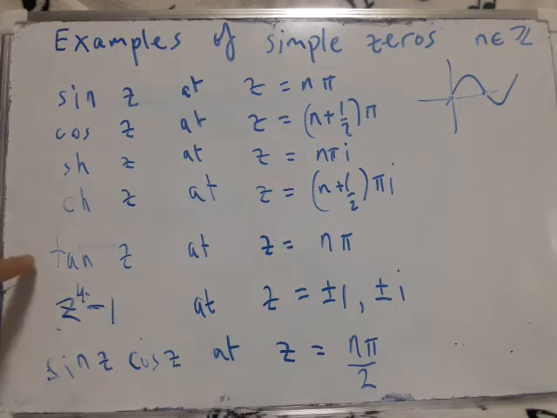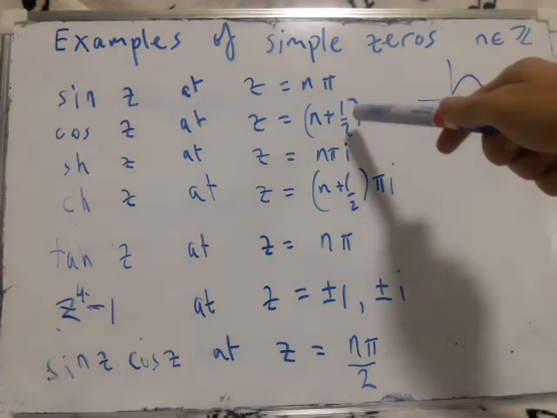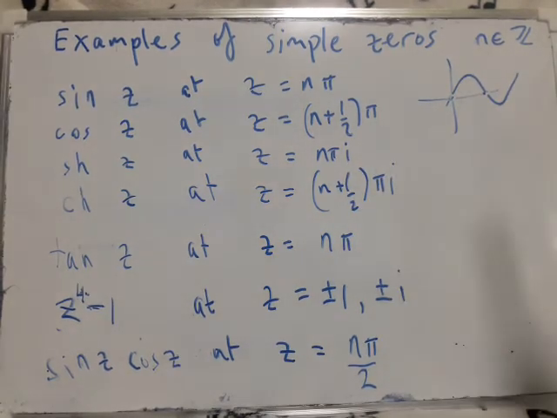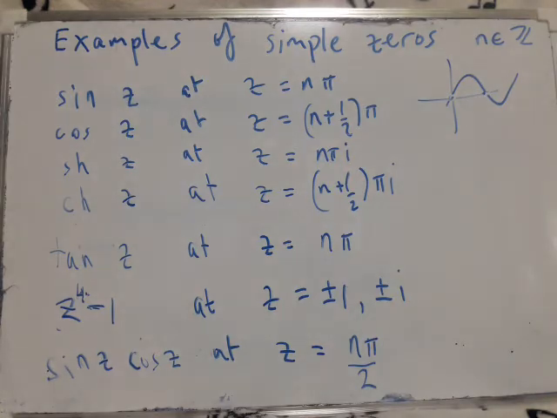Tan of z, well, you get tan by dividing sine by cos, and if sine has a simple 0 and cos doesn't have a simple 0 at n pi, then tan also has a simple 0 at n pi.